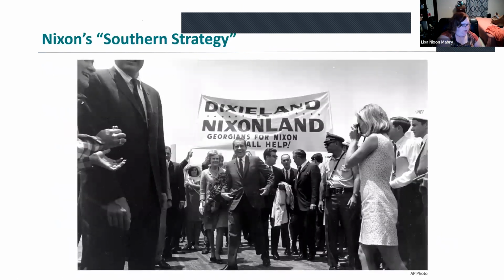Okay. All right. So this image is on page 229. Richard Nixon's Southern strategy helped broaden the Republican Party's base in the late 1960s and the 1970s, appealing to white Southerners. Here, Nixon meets supporters in Georgia in 1968.